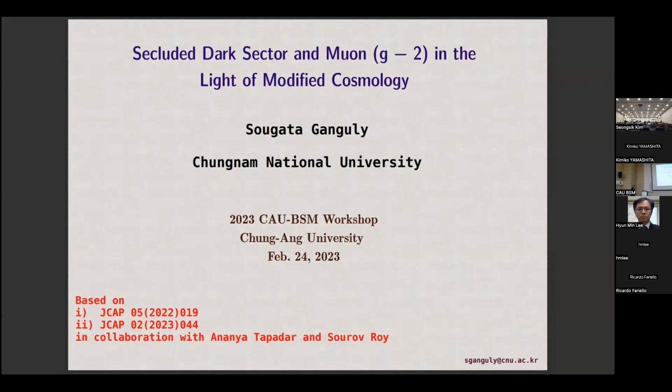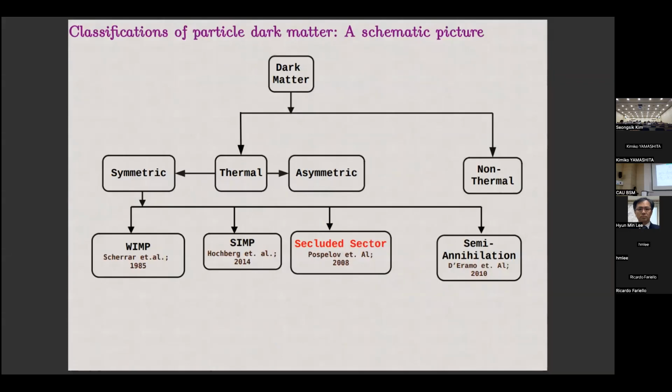So as we know, we have enough evidence about the existence of dark matter, and there exist different production mechanisms in the early universe. Depending on the production mechanism, one can classify the production mechanisms of a particle dark matter as follows. Dark matter production can be classified mainly into two parts, thermal production and non-thermal. Thermal production can be subdivided into two parts, symmetric and asymmetric. And the symmetric part can then be classified into the WIMP scenario, which is very well studied.